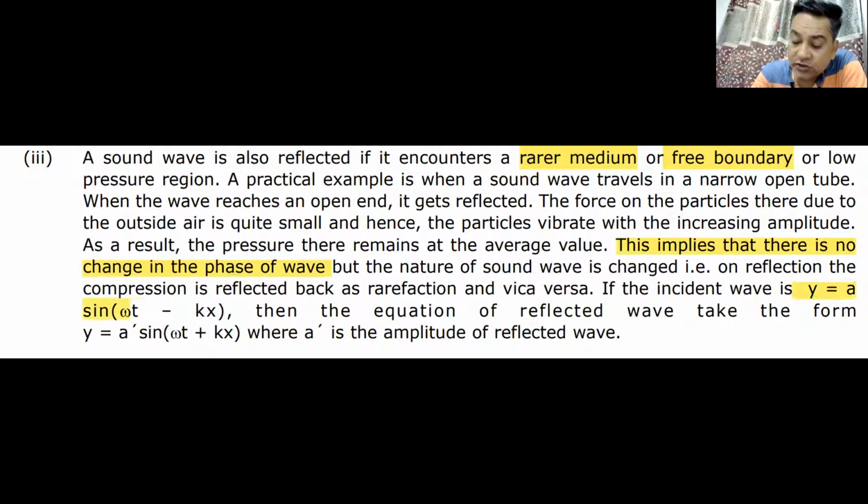If the actual equation is y is equal to a sine omega t minus kx, the equation of the reflected ray will become a dash sine omega t plus kx. One is moving in the negative direction, one is moving in the positive direction. The original ray is moving in the positive direction and the reflected ray is moving in the negative direction. Please note whatever I have highlighted. Remember, it's a very important question, can be asked in different ways.